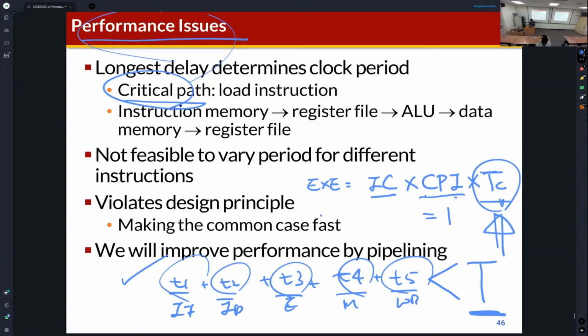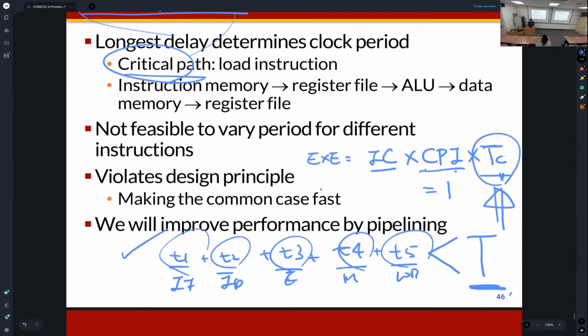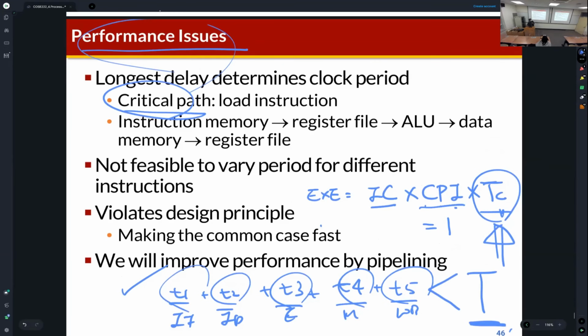Okay, so I will stop here. And then our midterm exam will cover until this slide. And then in the next class we will cover the pipelining of the processor. Okay. Any questions?